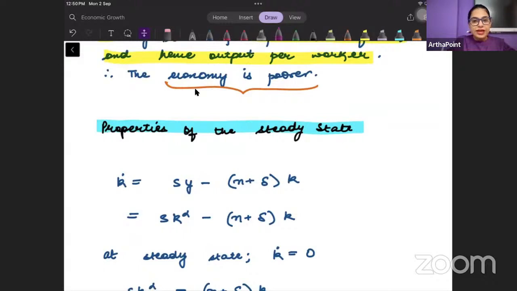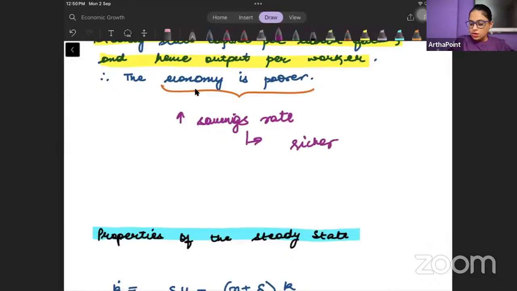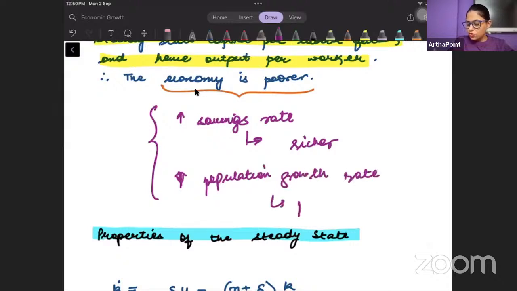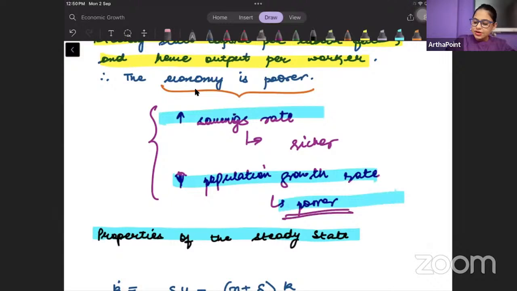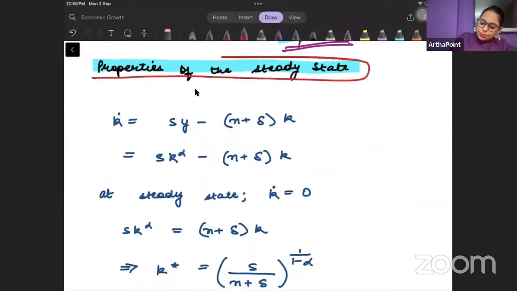We understand that when there is an increase in the savings rate, it is going to make the economy richer. And when there is an increase in the population growth rate, it will make the economy poorer. अगर population बढ़ेगी तो economy poorer हो जाएगी. अगर savings rate बढ़ेगा, it will increase investment. When investment will increase, economy will become richer. Right? Okay.